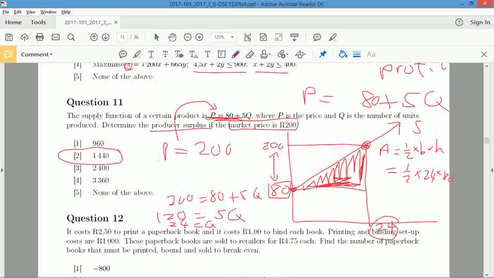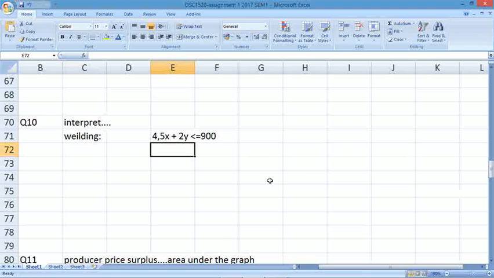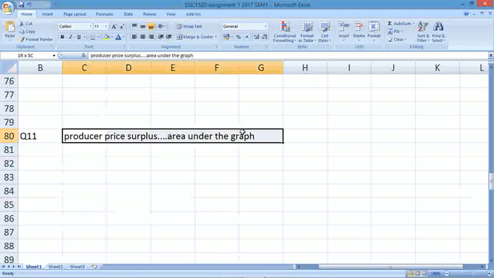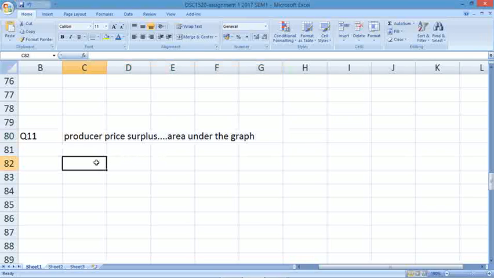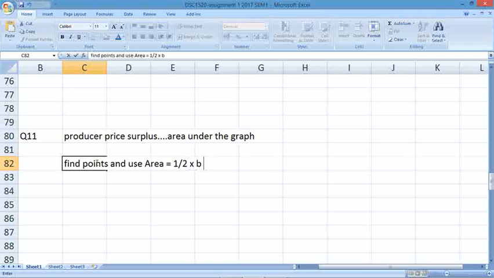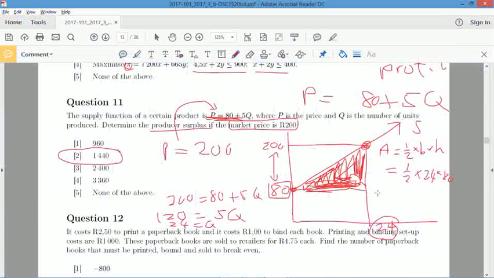Producer surplus is the area under the graph. That's all it is. So draw a little sketch, get the values, then substitute and solve. So question 11's answer would be 2. Area under the graph, that's key. Find points and use area equals half times base times height. And there's the working. We looked at it here.